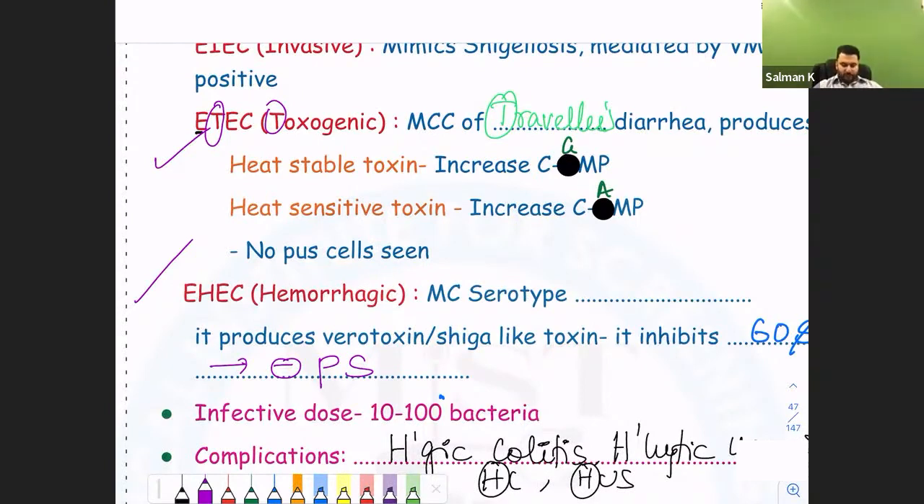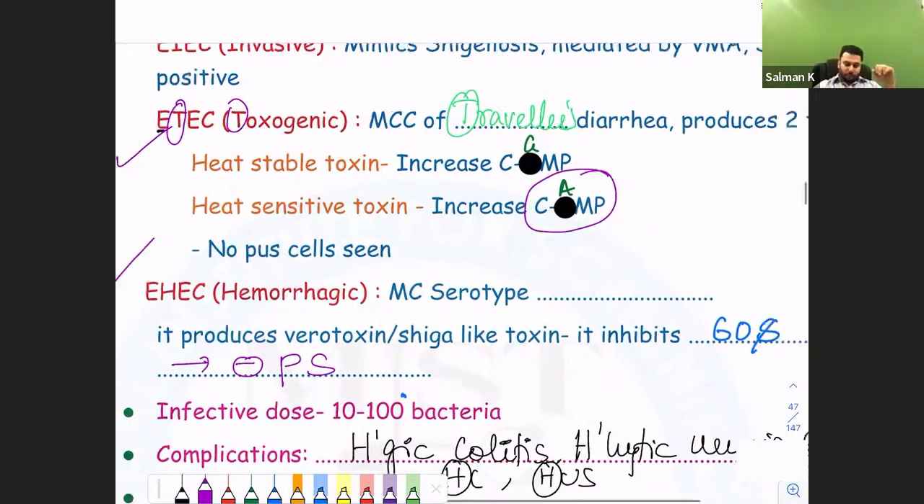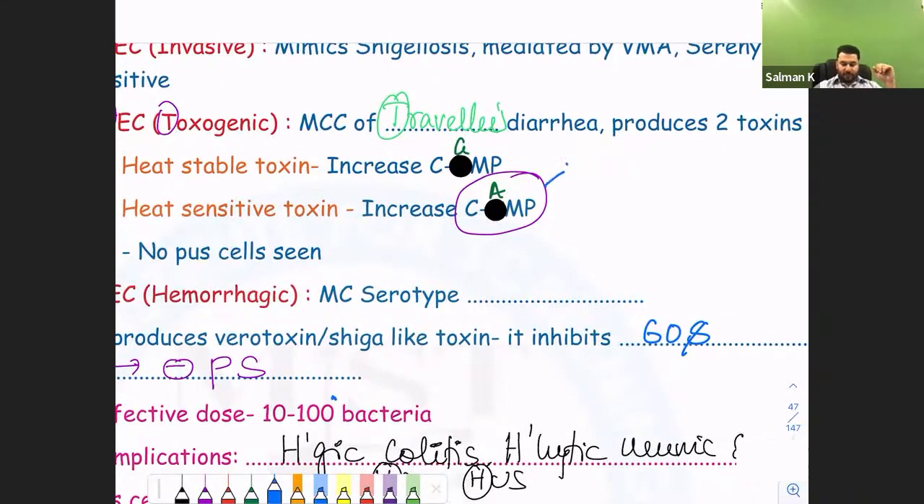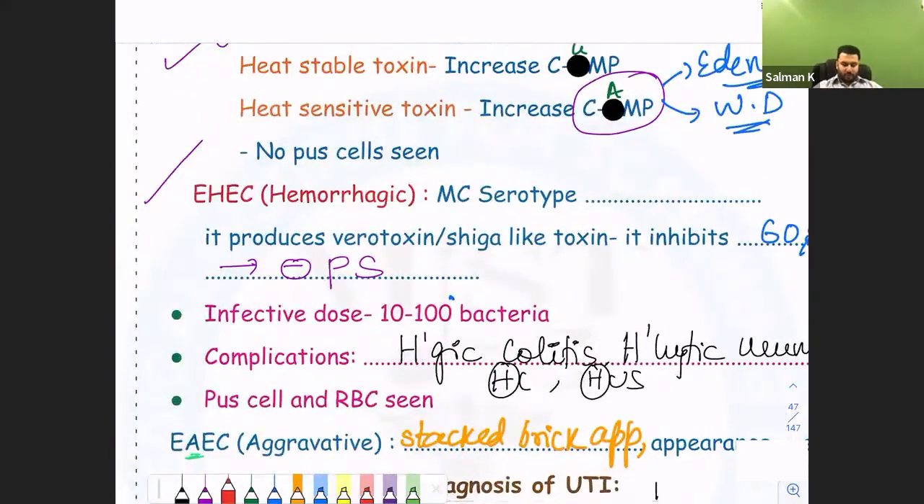How does this diarrhea work? It increases a second messenger called cyclic AMP primarily. Okay, if the cyclic AMP goes up, you should all know this is going to manifest either as edema or watery diarrhea. If cyclic AMP is increased by bacterial toxins, it is going to manifest either as edema or the watery diarrhea. Okay, is that understood by all of you? So just remember this point here. Okay. EHEC, on the contrary, H for hemorrhagic, meaning bloody diarrhea.